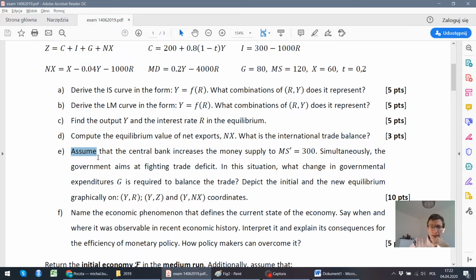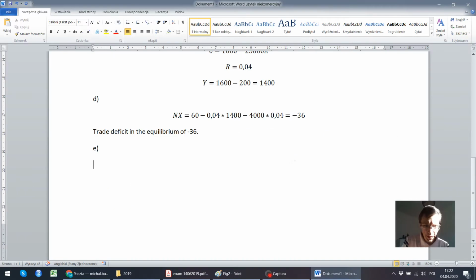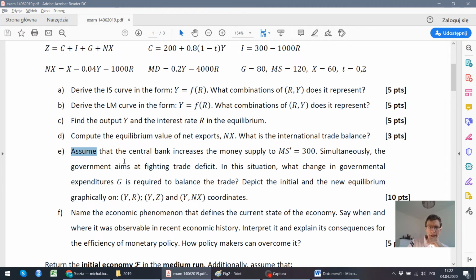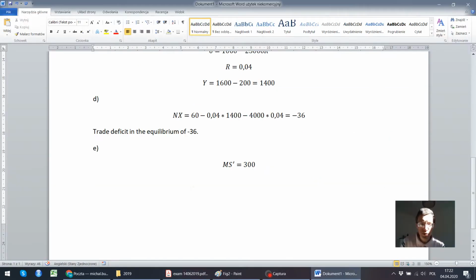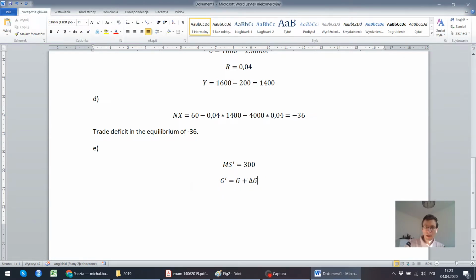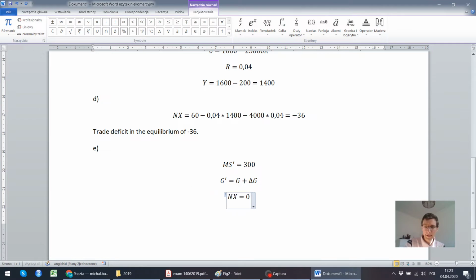E, assume that the central bank increases the money supply to ms prime equal to 300. Okay, so we have ms prime equal to 300. Simultaneously, the government aims at fighting trade deficit. In this situation, what change in governmental expenditure G is required to balance the trade? Okay, so what is also going to change in the economy is the governmental expenditure, which will be equal to G plus delta G. Okay, and what the government wants to achieve is trade balance instead of trade deficit in the initial equilibrium.